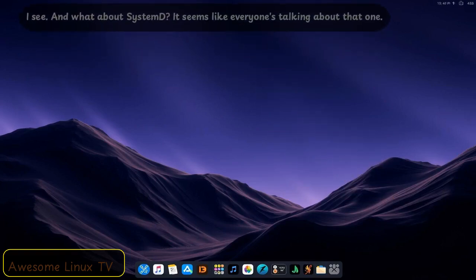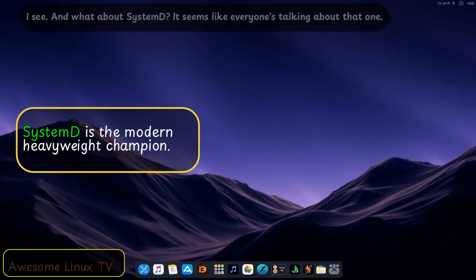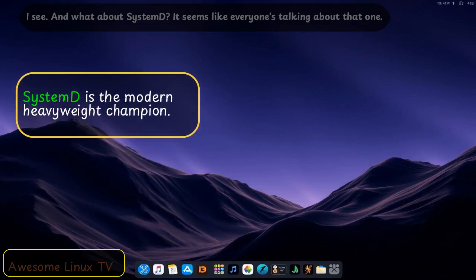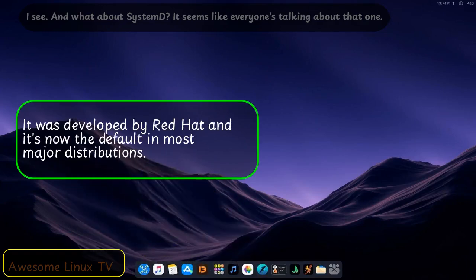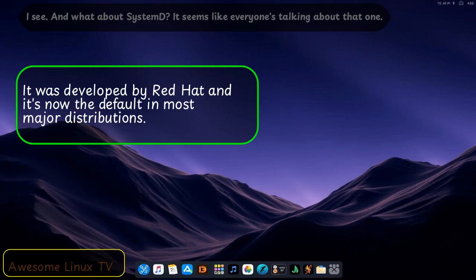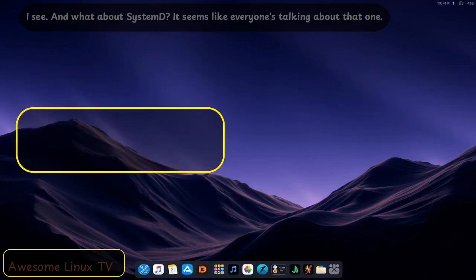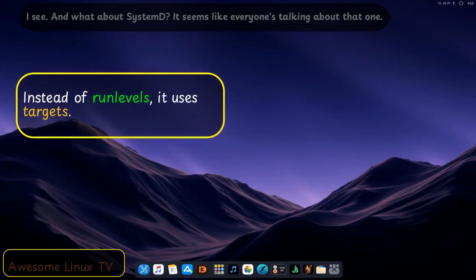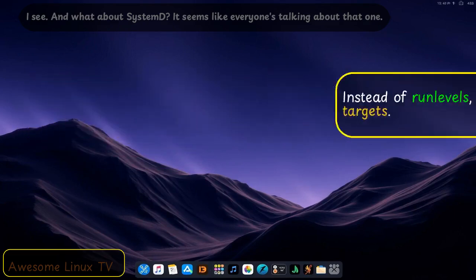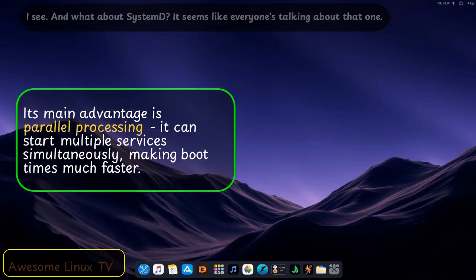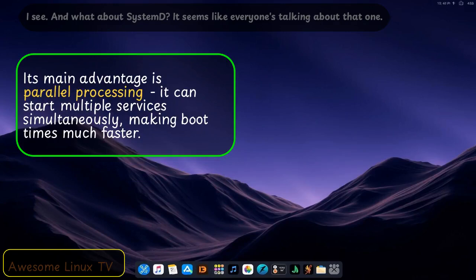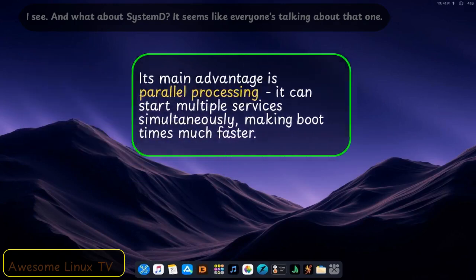I see. And what about SystemD? It seems like everyone's talking about that one. SystemD is the modern heavyweight champion. It was developed by Red Hat, and it's now the default in most major distributions. Instead of run levels, it uses targets. Its main advantage is parallel processing. It can start multiple services simultaneously, making boot times much faster.